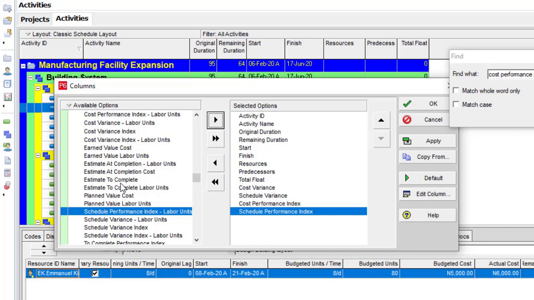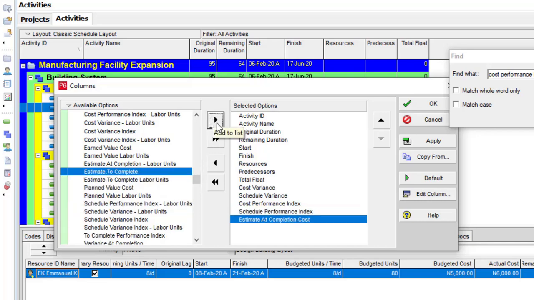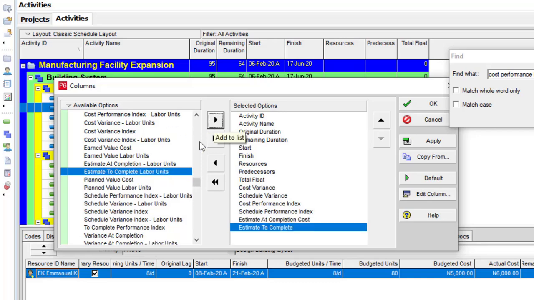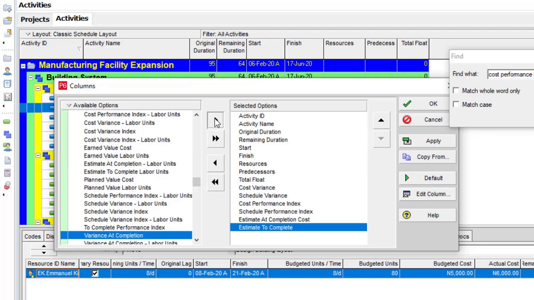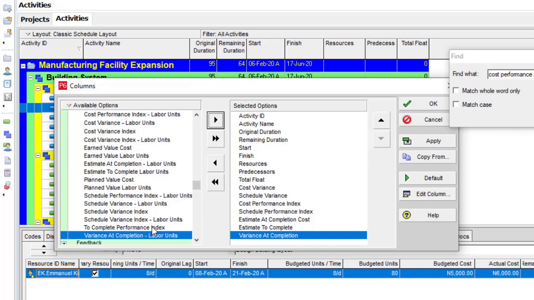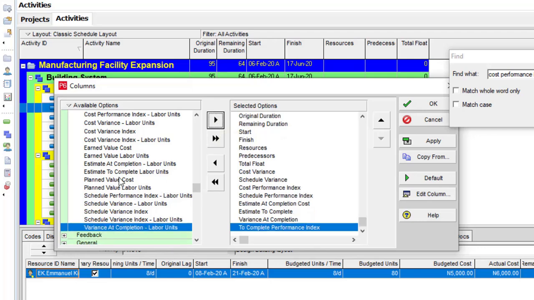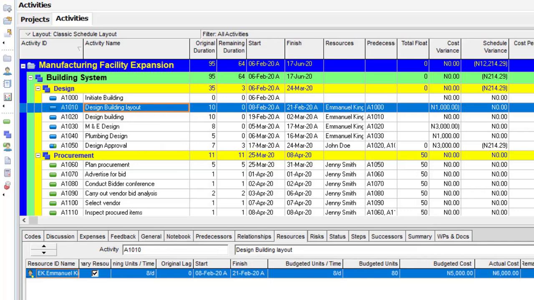Okay, so another thing I want to display is the estimate at completion cost. So I add my estimate at completion cost as well as my estimate to complete. So I've added that. Then I also want to add the variance at completion, and then the to complete performance index, which is the last thing that we have actually mentioned. Okay, good. So once I've added all of these columns, I click on OK, and then I now want to take a look at my table to understand exactly what is going on.